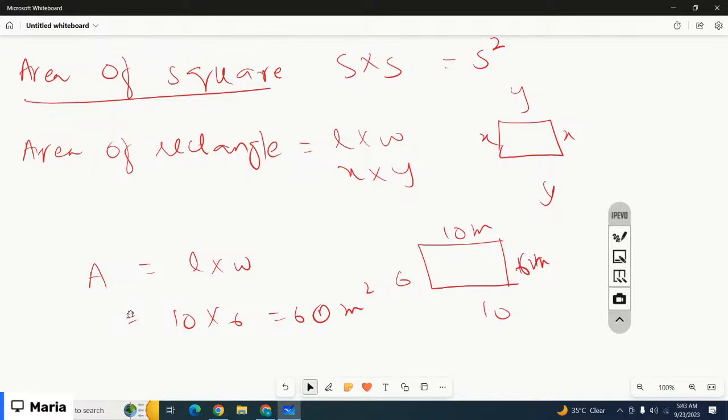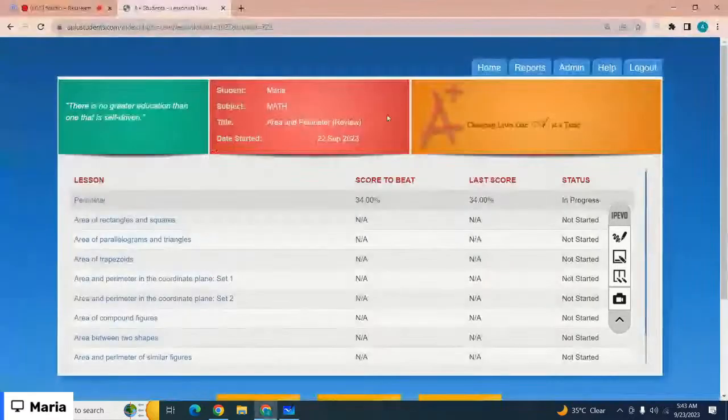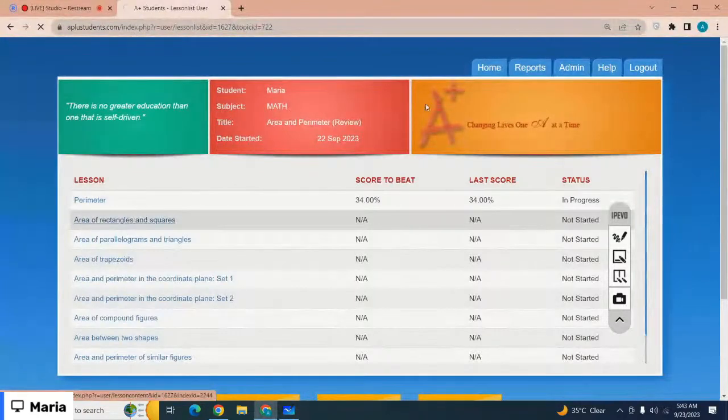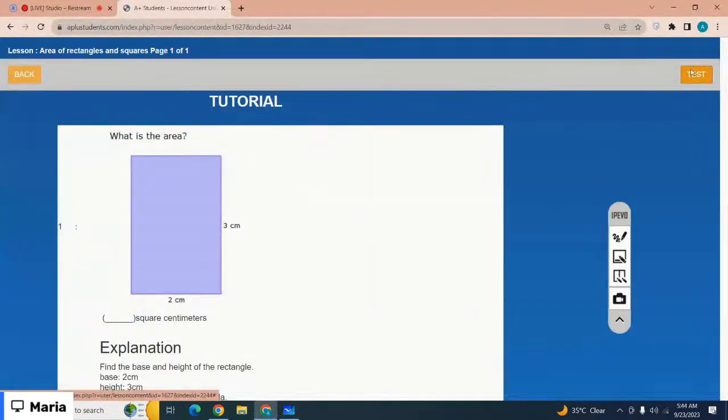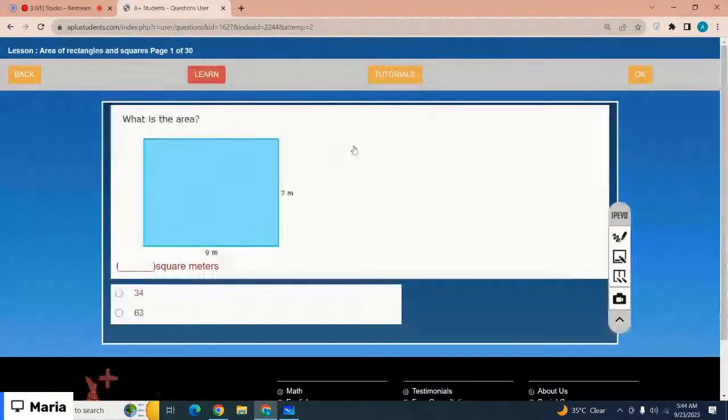Okay, let's start with the practice questions. Area of rectangles and squares. Okay, let's start with the test. Which is the correct option? You are given the rectangle, you have to calculate the area. What is the area? Which is the correct option? You have to do 7 times 9. So the correct option is 63, right?